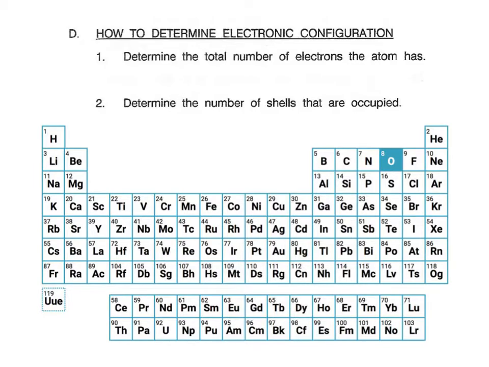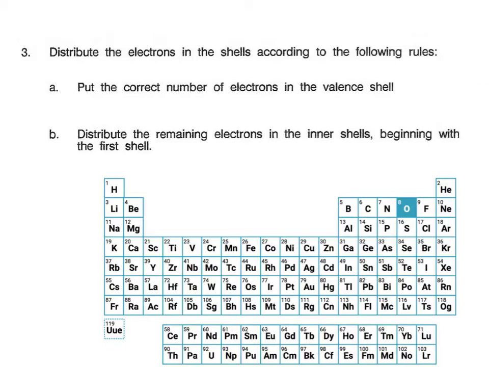And just as a reminder, each shell has a maximum number of electrons that can be found in it. The first one is 2 times 1 squared, which is 2 electrons maximum. And the second one is 2 times 2 squared, which is 8 electrons maximum. In this case, we have 8 electrons, but not all of them will be in the last shell. We're going to remember that the lowest ones get filled, then we start filling up the next level. So we now know how many total electrons we have and how many shells will have electrons in them.